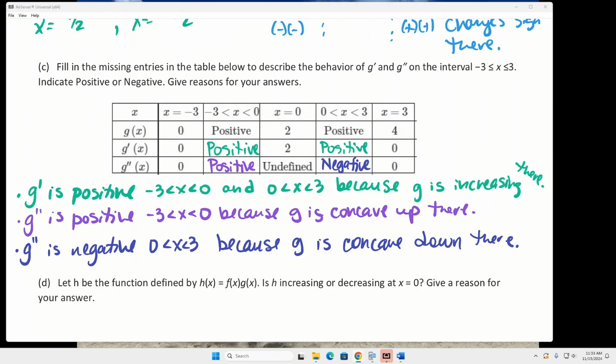Now it's super important that you don't say "the function," because we're talking about 3 separate functions here: g, g prime, and g double prime. So you have to be very specific about which function you're talking about, and you call it by name.